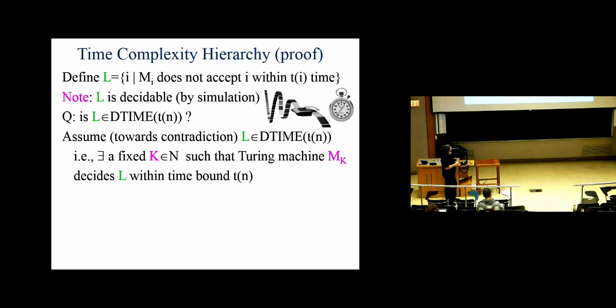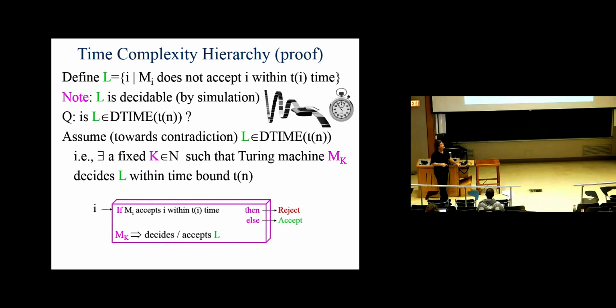So if it's decidable within that time, then there's got to be some Turing machine, call it M sub k, and k is its index. Every machine now has an index according to this lexicographic order. So it's the kth machine, let's say, that decides this language L, because it is decidable. And we assume towards contradiction that it decides it within that time bound t of n. Because this language L we defined is decidable by simulation. We just showed how to simulate it.